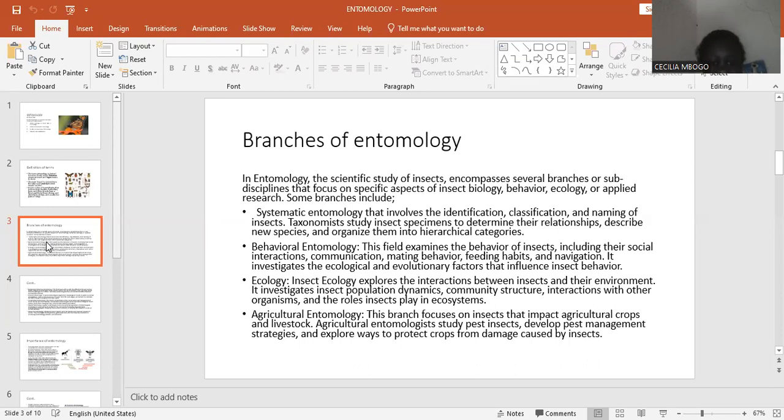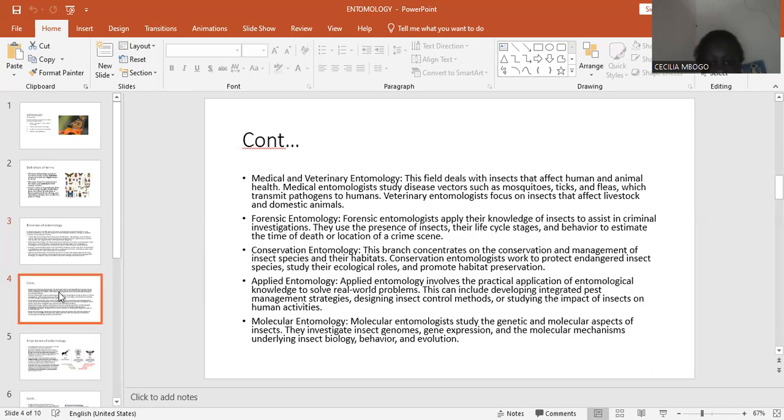We also have the next one, which is behavioral entomology. This field examines the behavior of insects, including their social interactions, communication, mating behavior, feeding habits, and navigation. It also investigates the ecological and evolutionary factors that influence insect behavior. So here, we just want to look at the branches of entomology. That is systematic entomology, behavioral ecology entomology. We have agricultural entomology. Then medical and veterinary entomology.